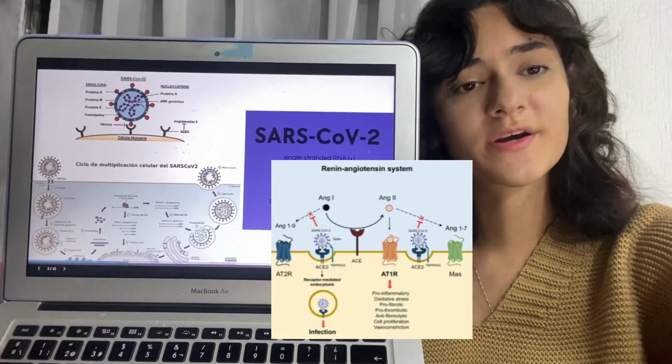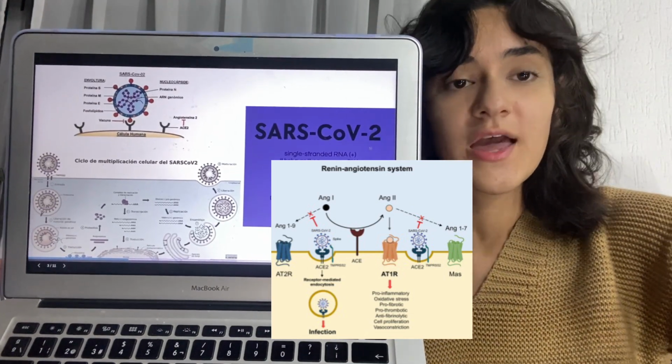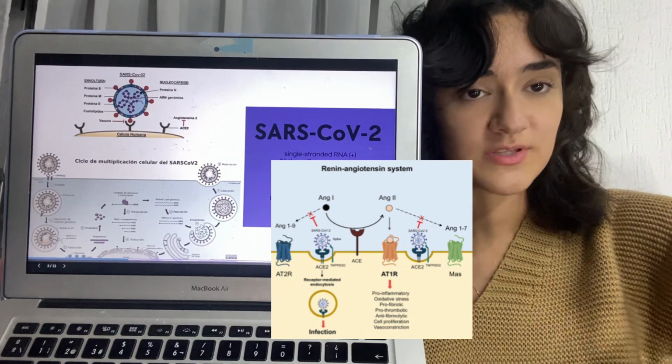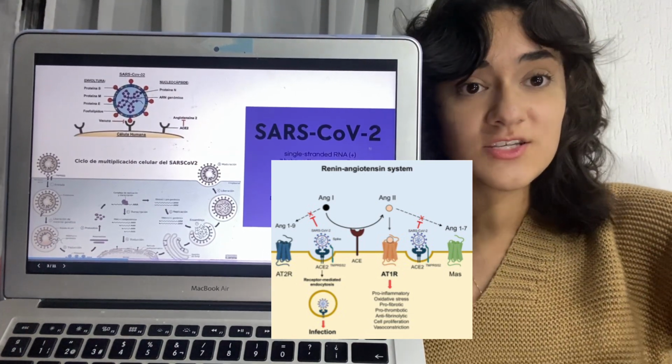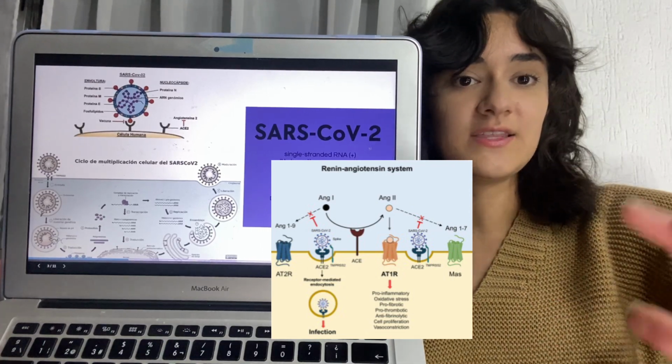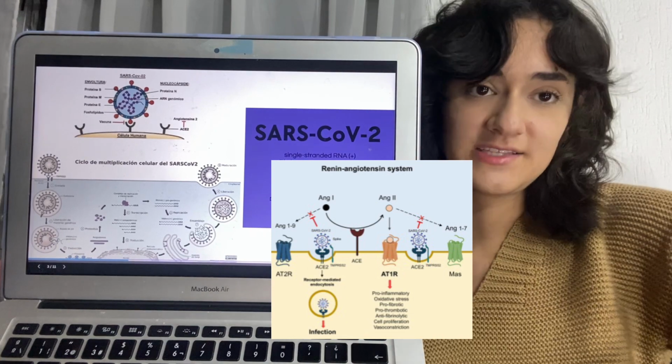So how does this work? It has a spike glycoprotein that it will attach to ACE2. Normally in our bodies we have angiotensin II that promotes the release of noradrenaline. This will lead to vasoconstriction. ACE2 takes this because it recognizes it and converts it to angiotensin 1-7 that will cause vasodilatation.